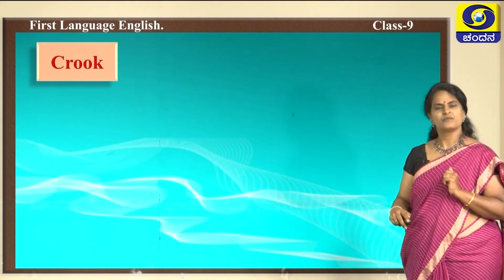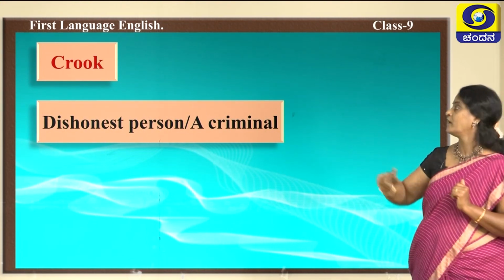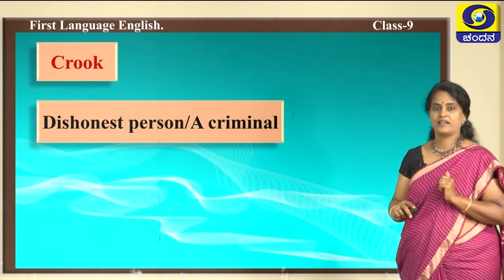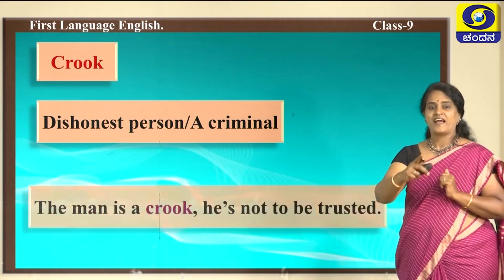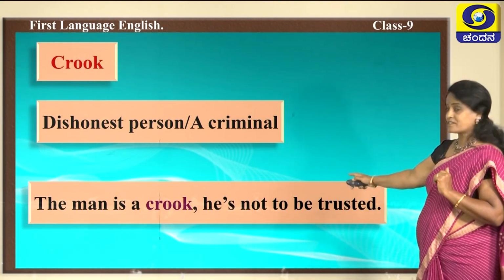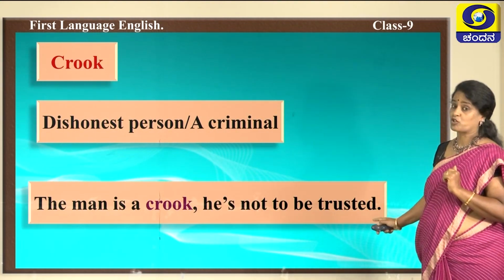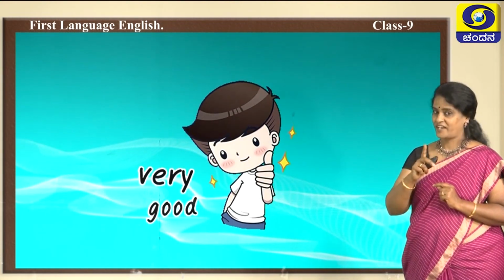Crook. What does crook mean? A dishonest person or a criminal. Okay. You have come across this word in the lesson, right? Yes. And children, here's a sentence for you. The man is a crook. He is not to be trusted. And children, did you understand the meaning?